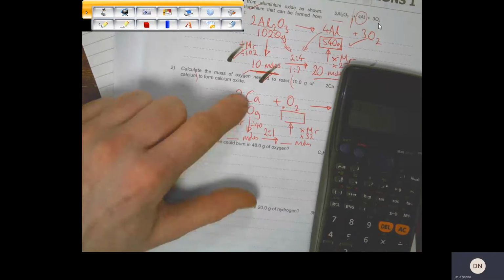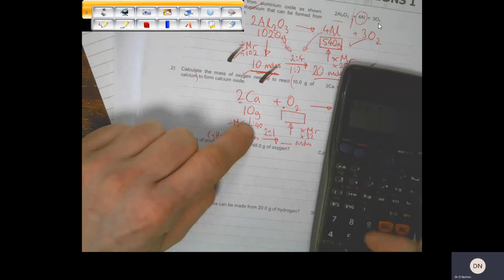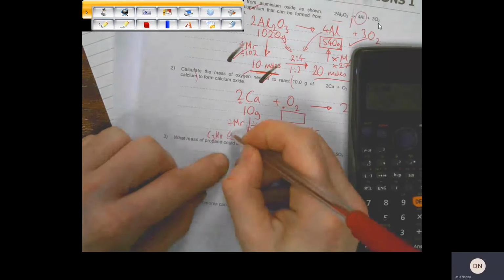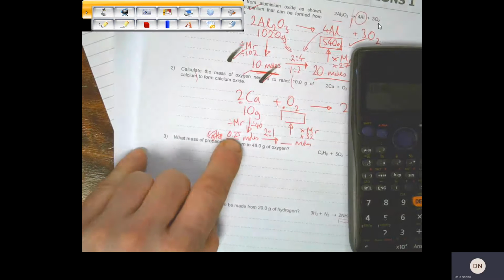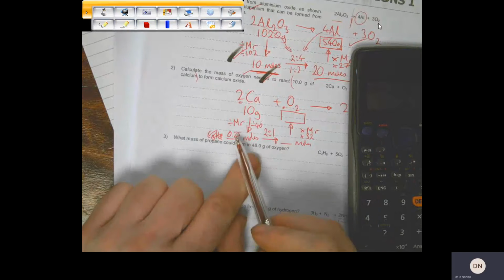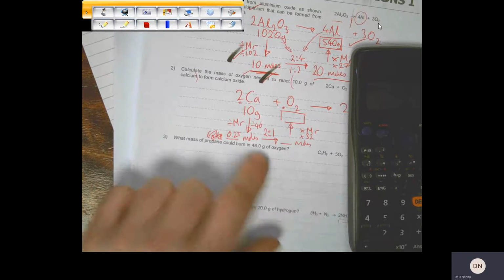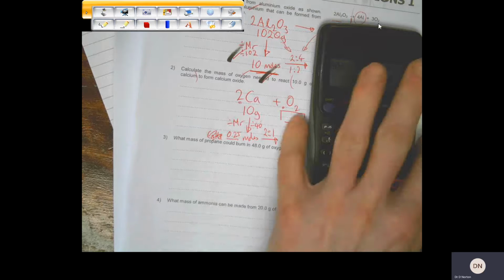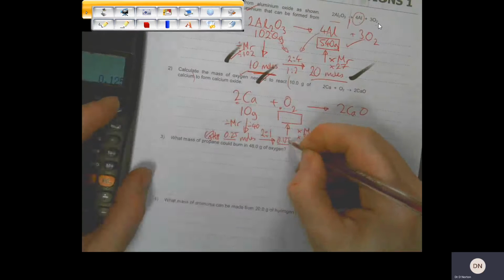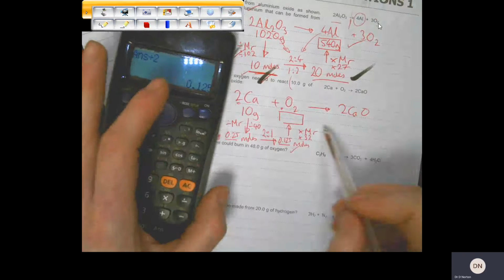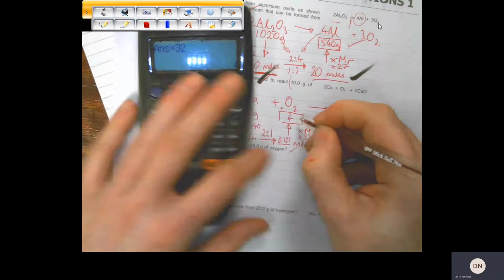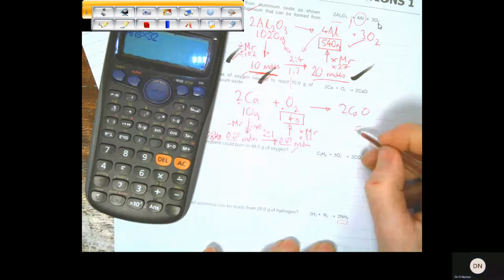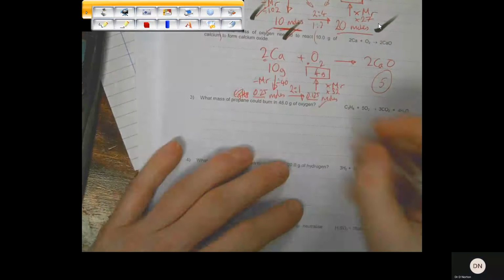I have 10 grams of calcium. I divide by the MR, so I divide by 40. 0.25. You just got 1 mark, 2 marks in the exam. 2-to-1 ratio. So if I had 2, I would have 1. In other words, we're going to divide this number by 2. So we go divided by 2. 0.125. You just got yourself another mark. Now you're going to times by 32. Times by 32. 4 grams. Done. 5 marks. Celebrate good times. Come on. Right, next.